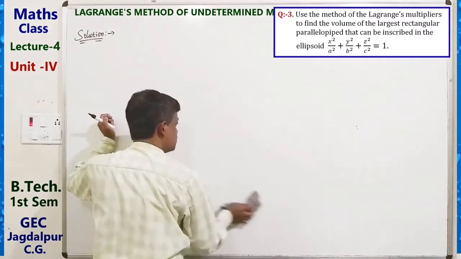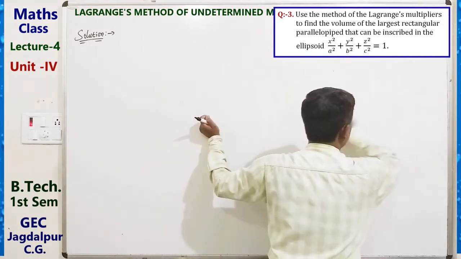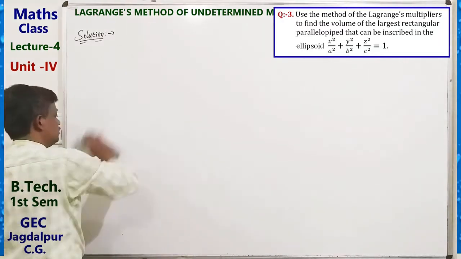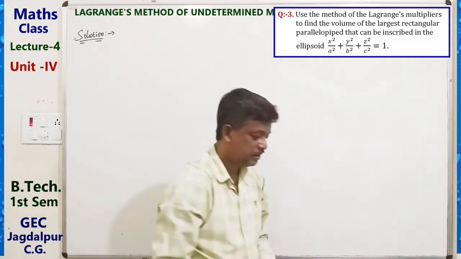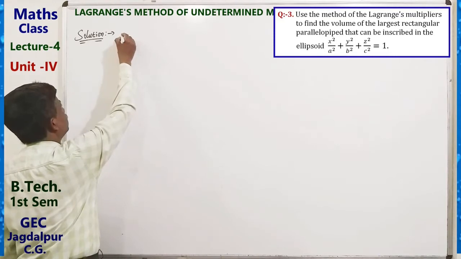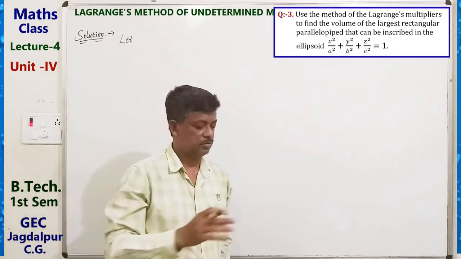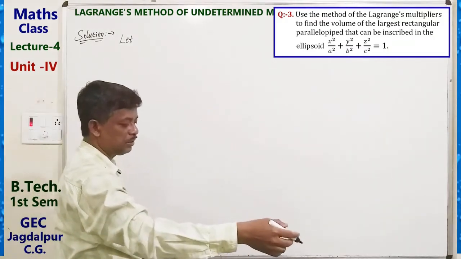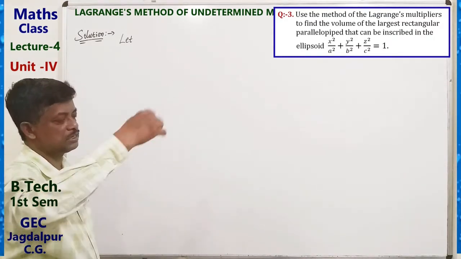So here, what should be maximum? The volume of the parallelepiped. So that will be our function, maximum or minimum. Here also we suppose that the ellipsoid is given by x square by a square plus y square by b square plus z square by c square equals to 1.